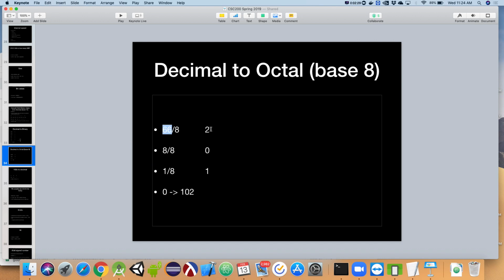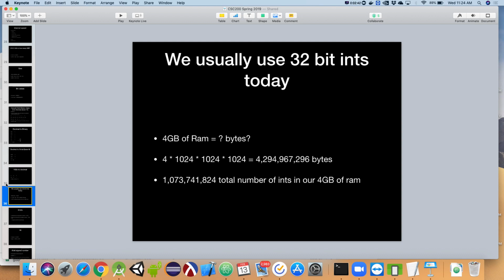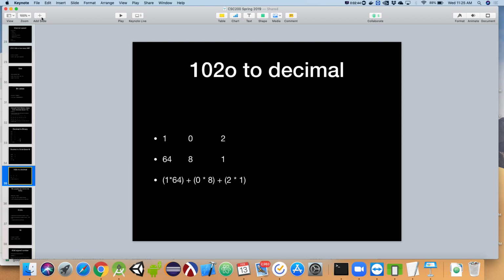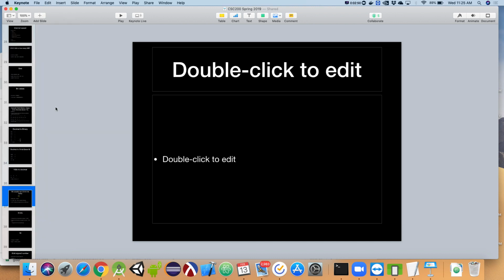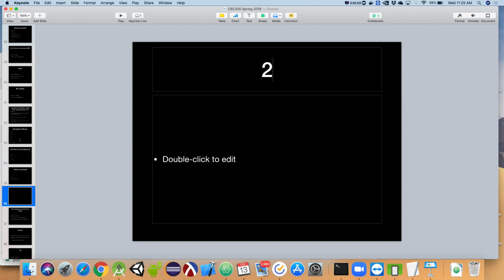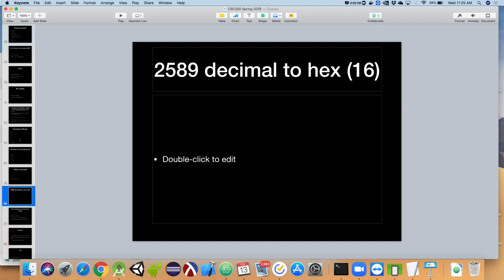All right, so it's the identical pattern whether we're going from octal or binary or hexadecimal. Hexadecimal has a little bit of a catch here. Let me show you that. Let's say that we want to go from 2589 decimal to hex, which is base 16.